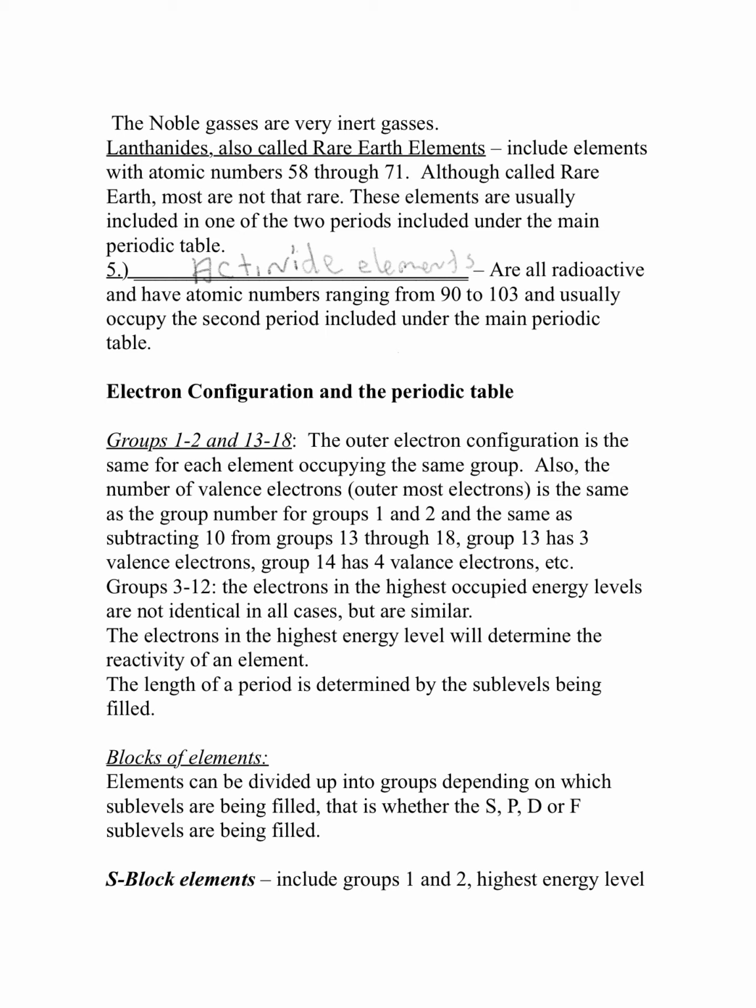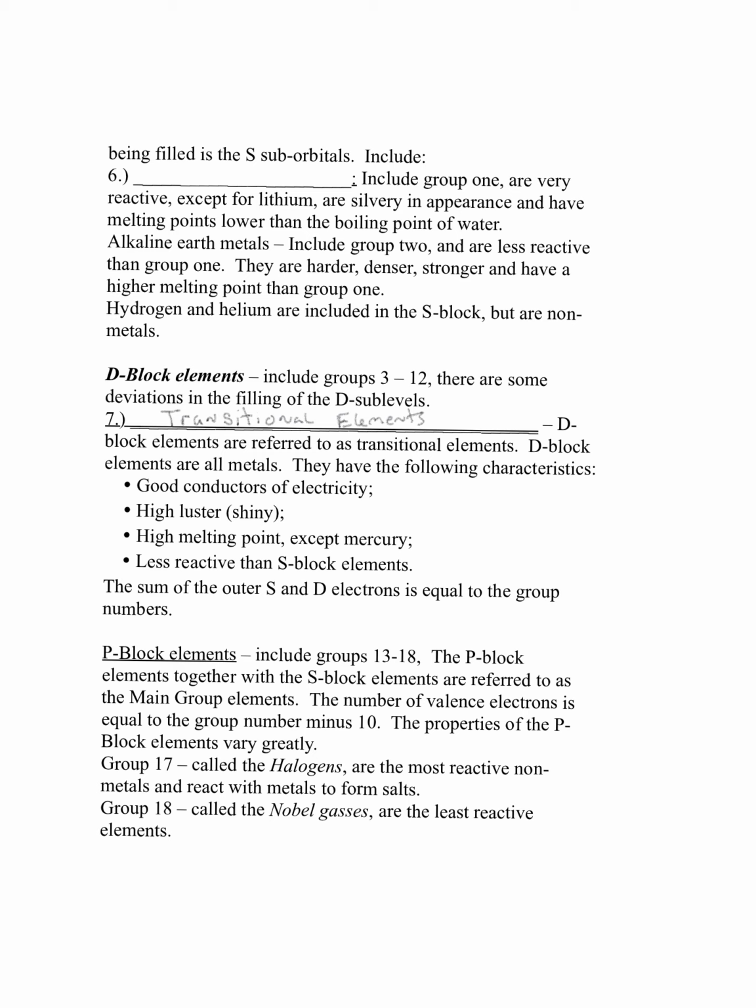So we can divide the periodic table into blocks of elements, and those blocks are based on whether the elements are filling the S, P, D, or F sublevels. All right, so the S block elements include groups 1 and 2, where the highest energy level being filled is the s orbitals. These include the alkali metals. All right, and this is group 1, except for hydrogen.